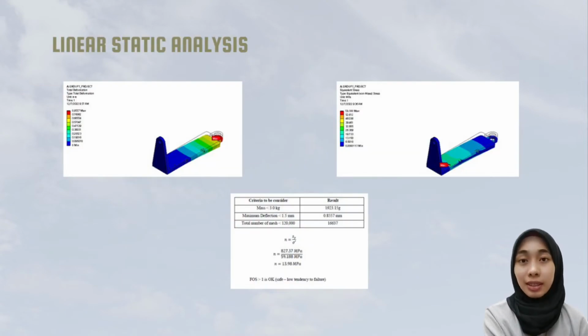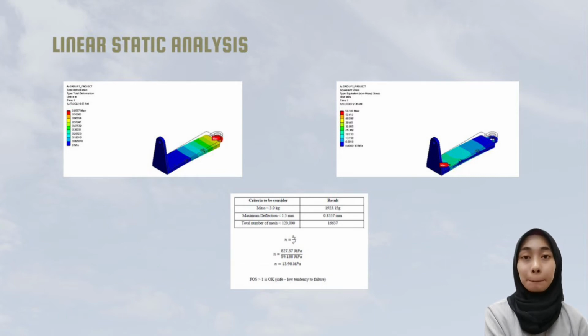The results for the linear static analysis show two results, which are equivalent von Mises stress and total deformation. The maximum value for the von Mises stress is 59.188 megapascal, and the maximum total deformation is 0.8557 mm. The table below shows the criterion set for the maximum deflection of the bracket is not exceeding 1.5 mm. From the result obtained, the total deflection of 0.8557 mm does not exceed 1.5 mm.